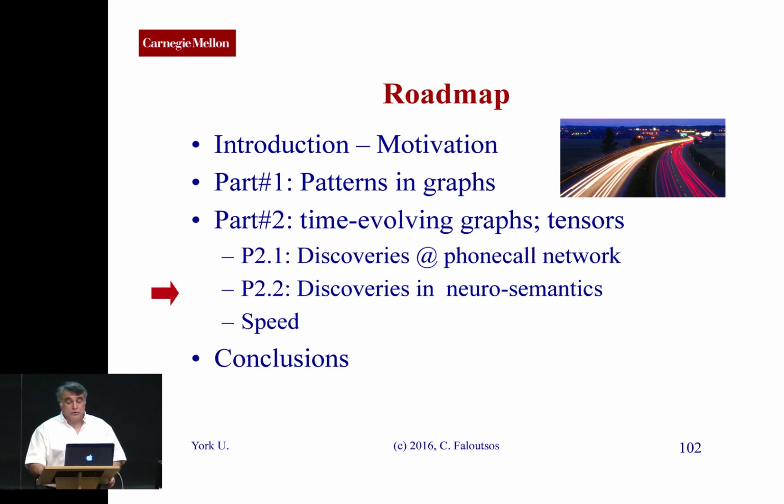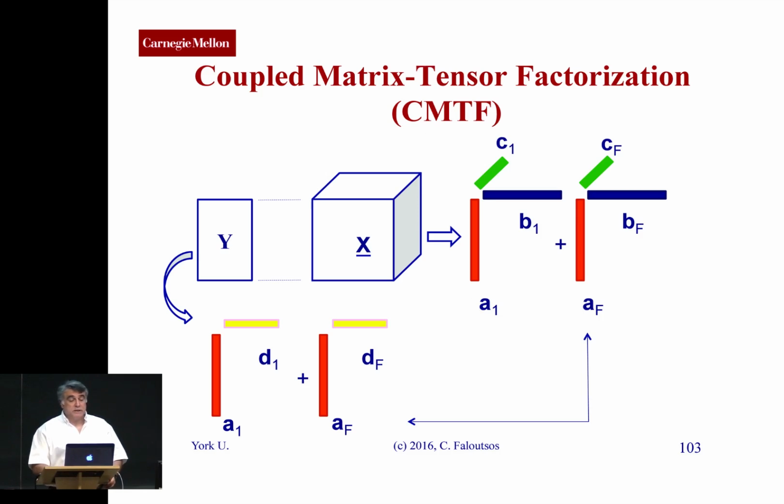Yes, we have time for neurosemantics. So the other discovery was on the coupled matrix factorization. We said that if we have a tensor here, subject, verb, object, right, and we have additional information, we want to find the chicken feet for the tensor, and we also want to do the pairs for the matrix, but we want the red vector to be exactly like this red vector. This red vector, AF, should be exactly like this AF.